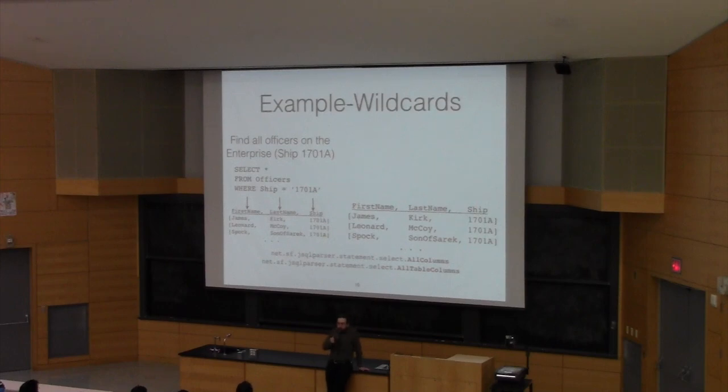Okay, one other feature of SQL is the use of wildcards. A star in the target list means all of the attributes. So if I say select star, that's basically me saying select everything, which means the projection is a no-op. There is no projection, basically. I can also talk about relation.star. So in this case, I could use officers.star to say give me all of the attributes from the officers relation, but not any of the others. In this case, the two are equivalent. So to give you an example of this, I could say find me all of the officers on the Enterprise, ship 1701A, and that would give me all of these result rows.